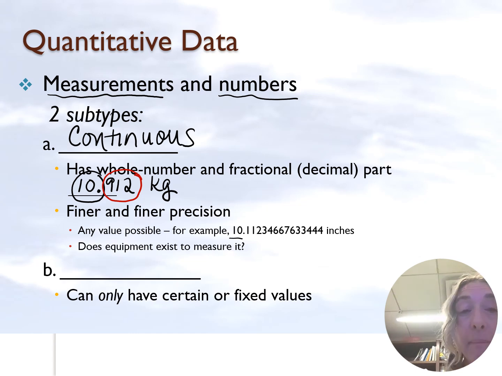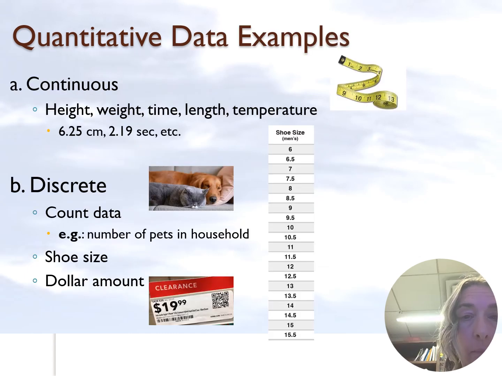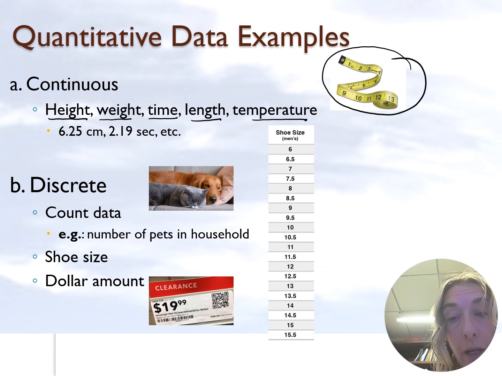The second subtype of quantitative data is discrete data. Now, with discrete data or discrete variables, it can have only certain or fixed values, which we will describe more on the next slide. Still talking about quantitative data. Continuous data consists of things such as height, weight, time, length, temperature, humidity, generally things you can measure.